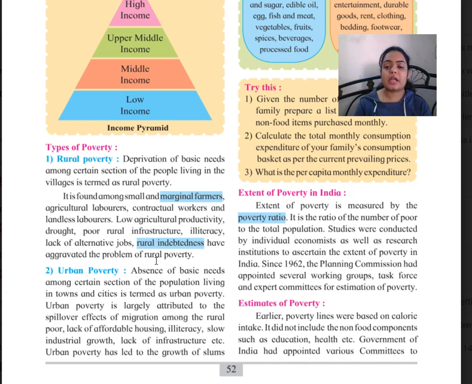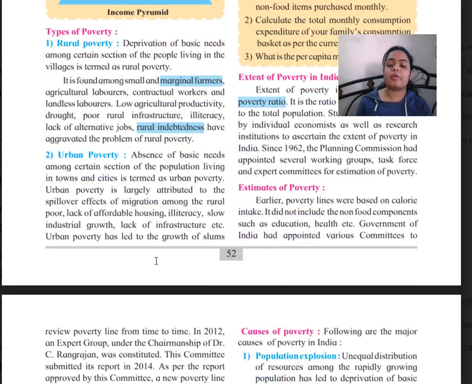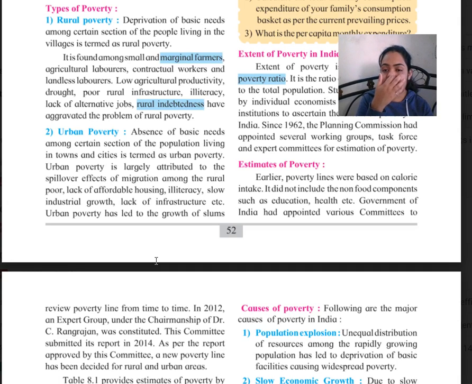Now, next we shall be studying about estimates of poverty. Now, what are the different estimates of poverty? Earlier, poverty lines were based on calorie intake. It did not include the non-food components such as education, health, etc. Government of India had appointed various committees to review the poverty line from time to time.